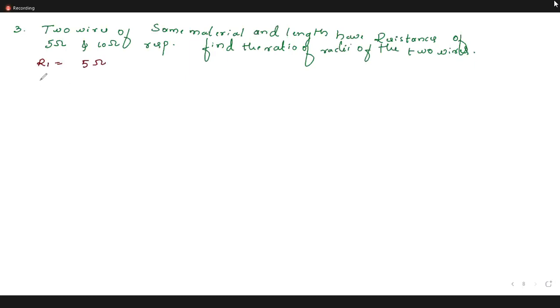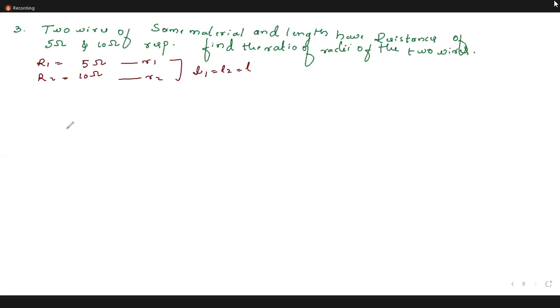R2 is equal to 10 ohm. So let me take the radius of the first wire as R1 and the radius of the second wire as R2. The length of these two wires is the same, right? The two wires have the same material and the same length. So can I write L1 is equal to L2 is equal to L? Because both have the same length, right?